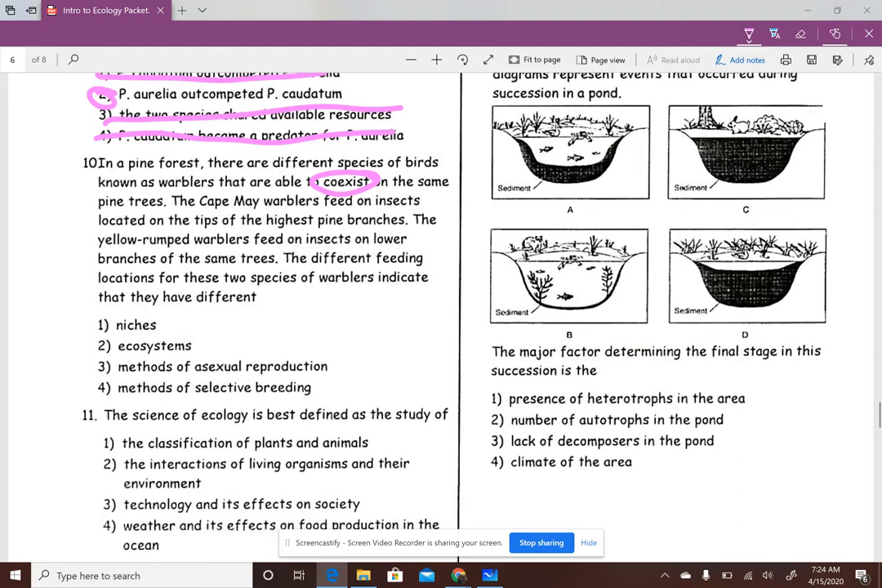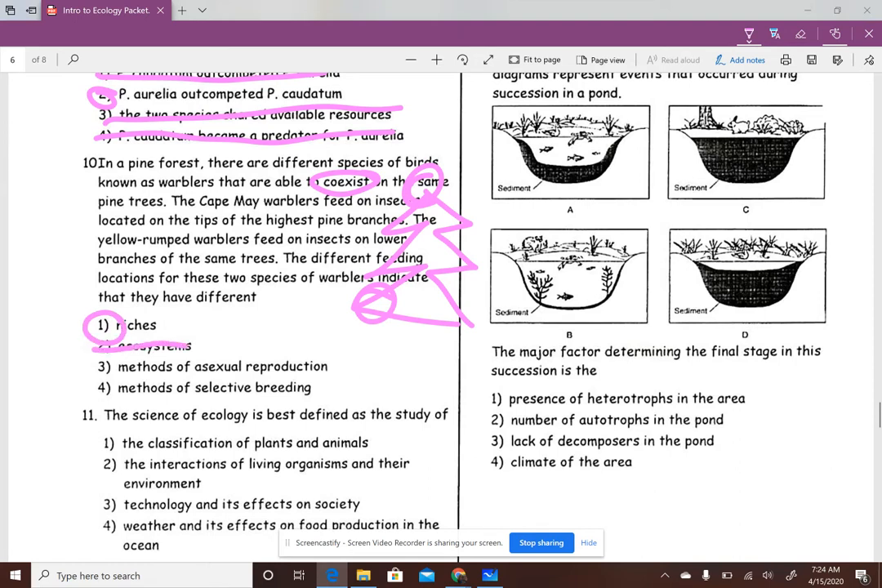The Cape May warblers feed on insects located on the top of the highest pine trees, and the yellow rumped warblers feed on the insects on the lower branches of the same trees. So they live in the same area, but if you had a tree, one's going to be living on the top up here and the other's living down there, and they're eating different types of foods. So the different feeding and locations of these birds indicate that they have different niches.